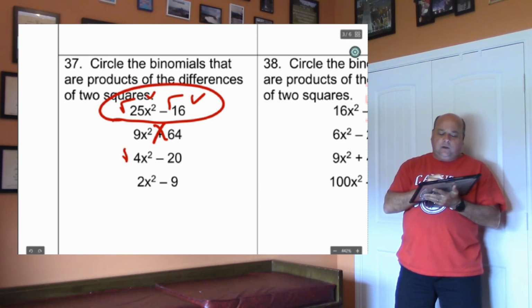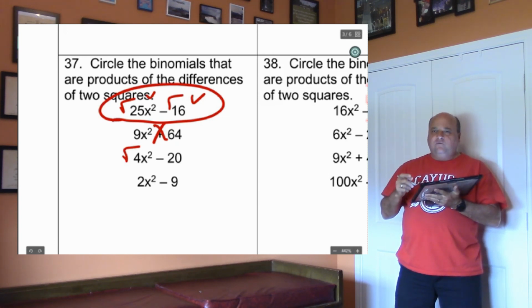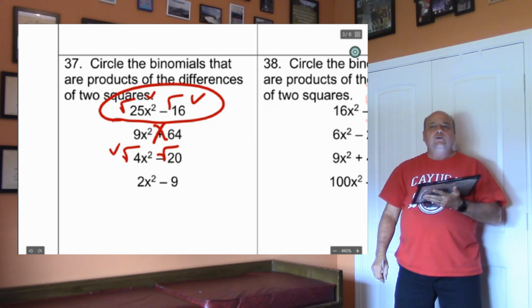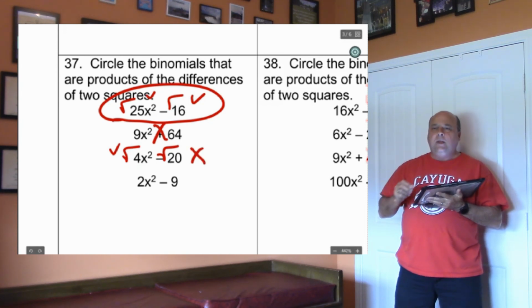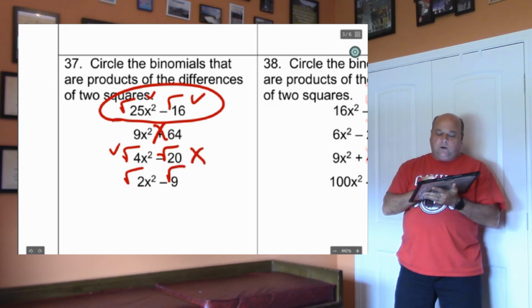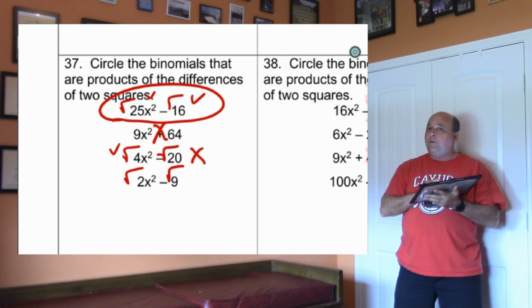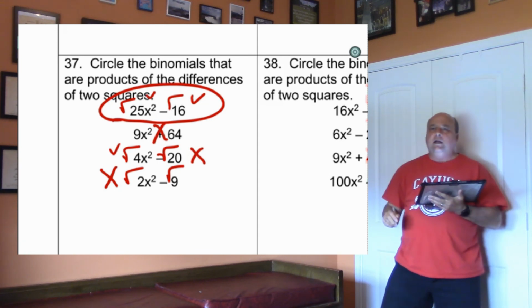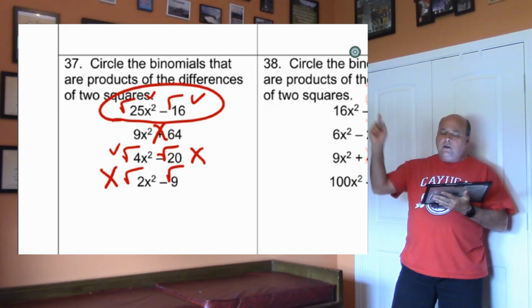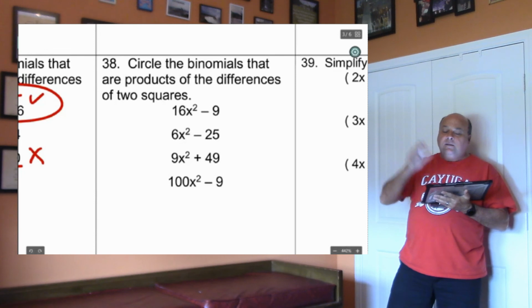Go down to the next one. Is this a perfect square? 2x times 2x. Yes. Is this a perfect square? 20 is not a perfect square, is it? Go down to the next one. Square root, square root. Is 2x squared a perfect square? 2 is not a perfect square, is it? So there's only one difference of squares in there. Well, let's go to the next one.